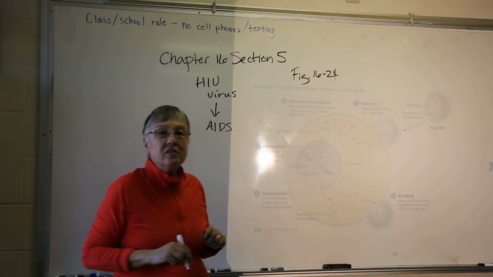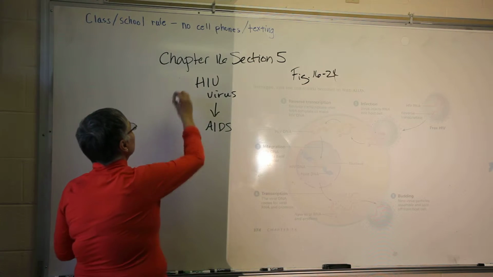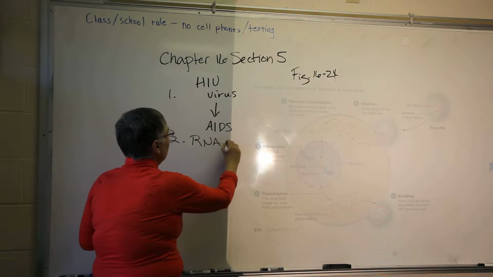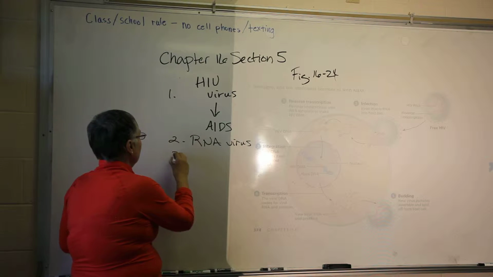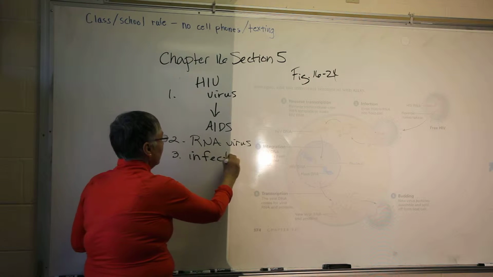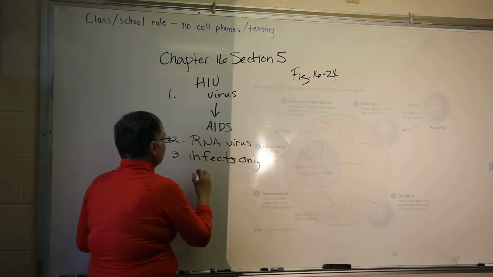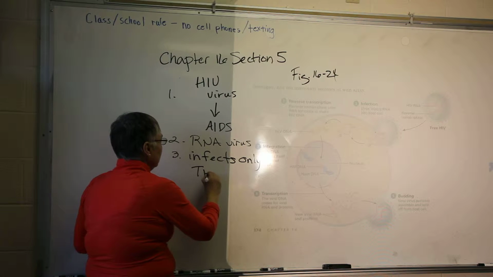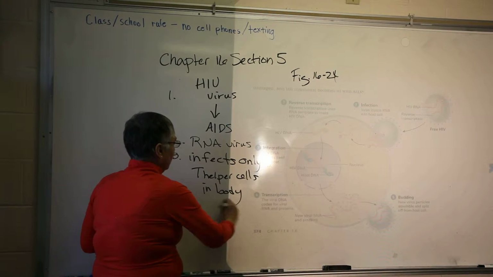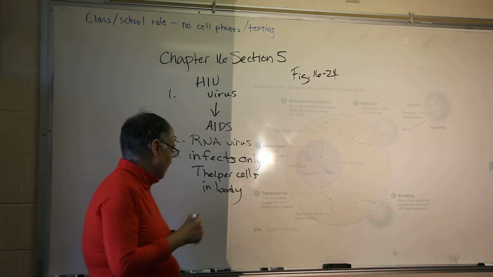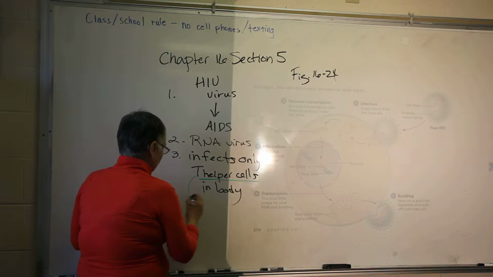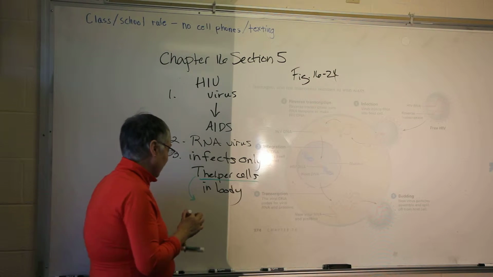A couple of things about this virus first. Obviously, number one, it causes AIDS. Number two, it's an RNA virus. Number three, it infects only T helper cells in the body. And these cells are actually part of the immune system. So they're very specific regarding the type of cell that they infect.